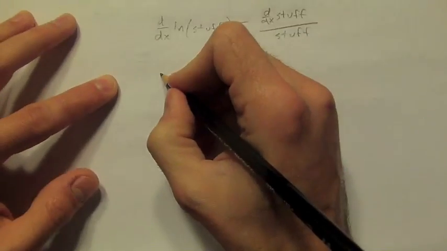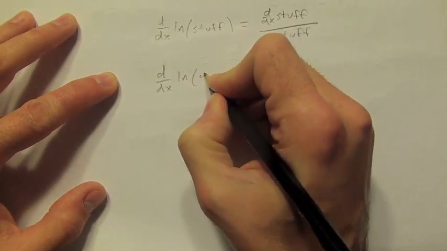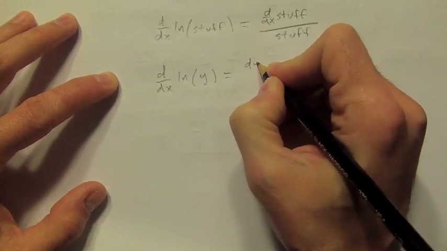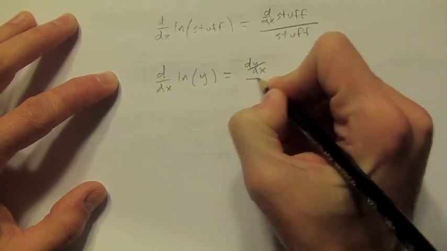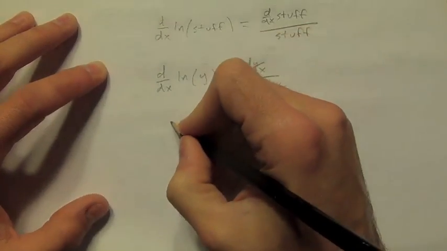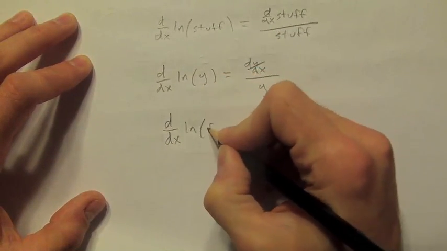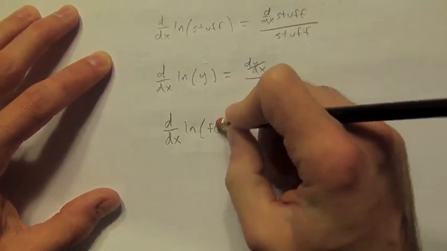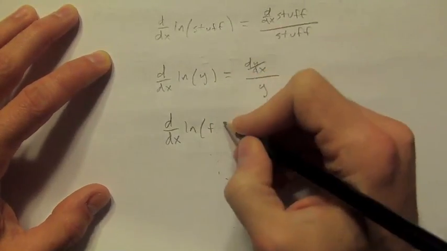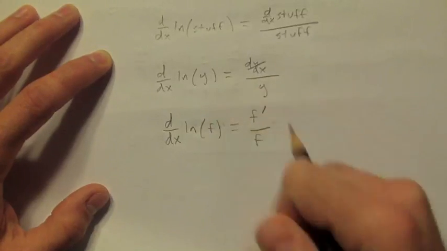Okay. Another way to write this, let's say I wrote it with y's. We already have that, but with y's, it would be the derivative of y over y, which doesn't look great with fractions. A better way to write this would be the derivative of the natural log of, let's use f, is going to be f prime over f.